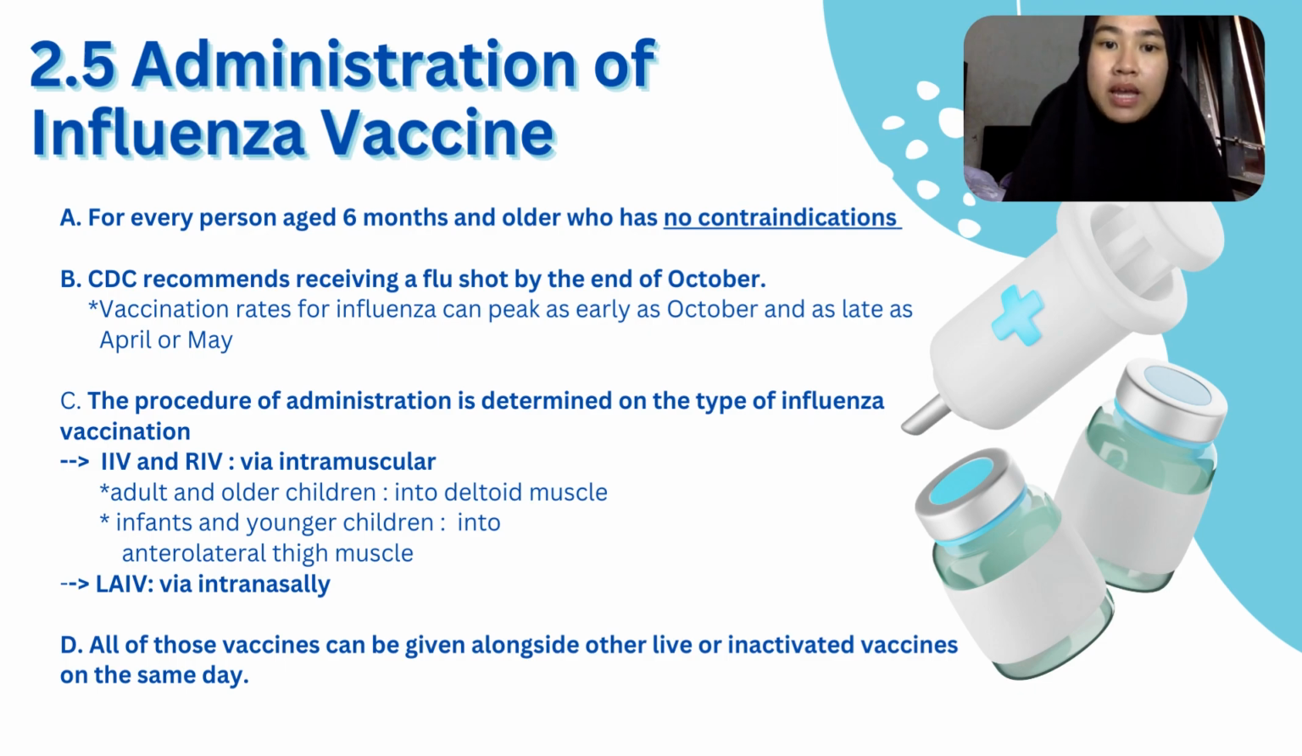Right now, I'm going to explain about the administration of influenza vaccine. Every person aged 6 months and older who has no contraindications is advised to receive the influenza immunization. The CDC recommends receiving a flu shot by the end of October. Vaccination rates for influenza can peak as early as October and as late as April or May.